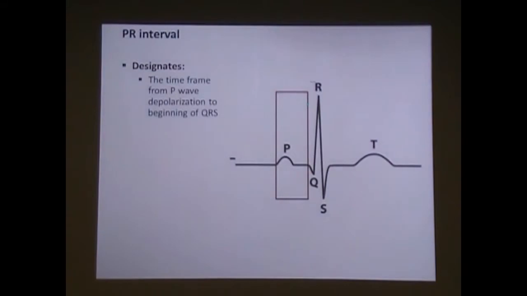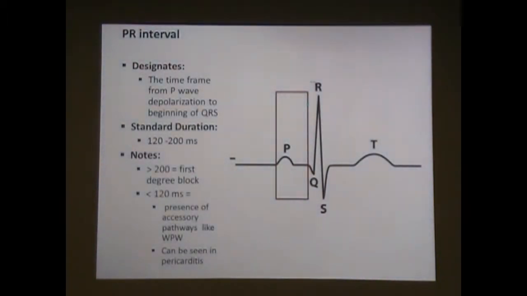It's the time frame between the P wave depolarizing and the beginning of the QRS. The standard length is 120 to 200 milliseconds. If it's greater than 200 milliseconds, it's a first degree block. If it's less than 120 milliseconds, generally you're going to be looking for WPW, okay? Which in the field I don't think we're going to use too often. You'll also see that a shortened PR interval can be indicative of pericarditis.